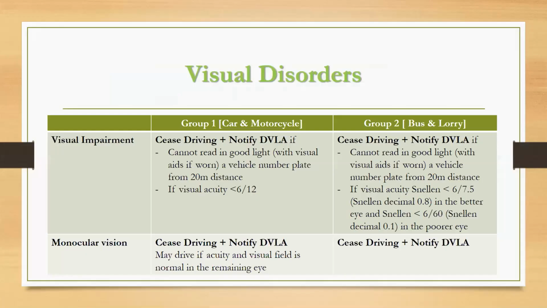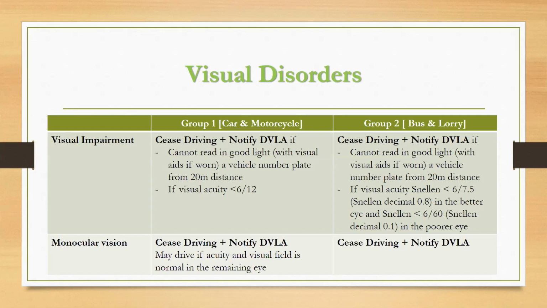So we will start with visual disorders. Before starting, in the next few slides, it will appear like a table. On the left column there will be the medical condition, and on the right side there will be the DVLA recommendation. For all visual disorders, you will find there are two groups: Group 1 for car and motorcycle drivers, and Group 2 for bus and lorry drivers.